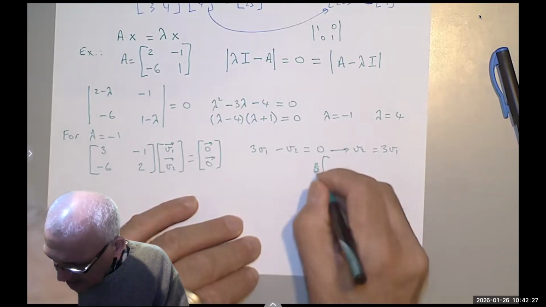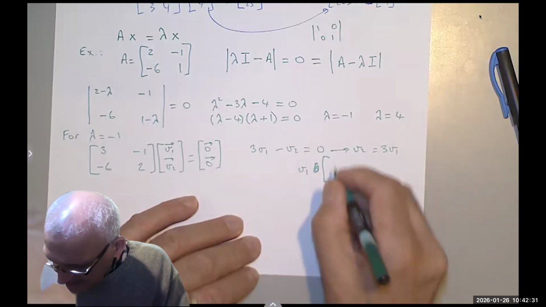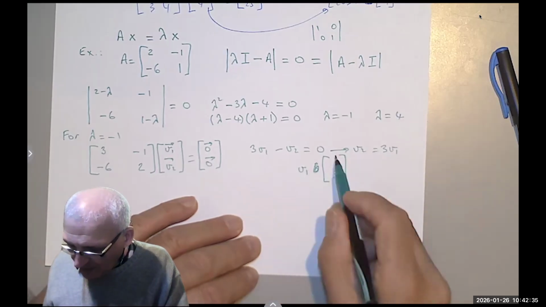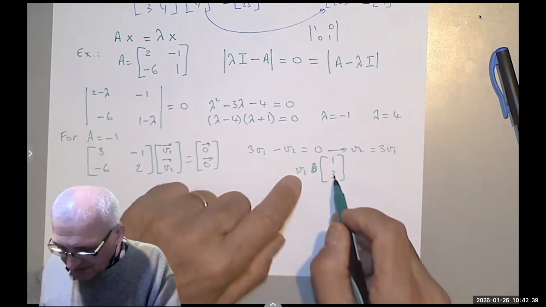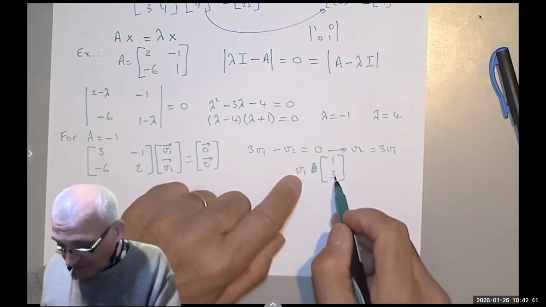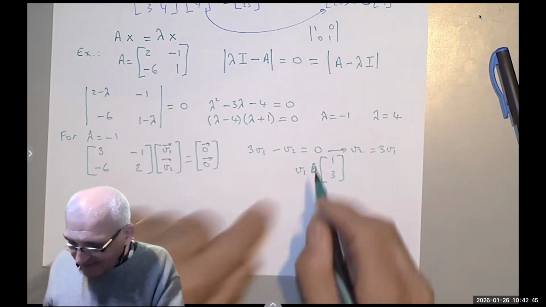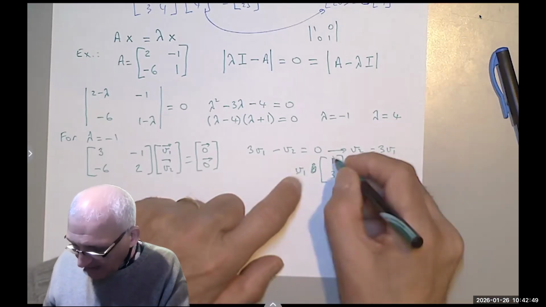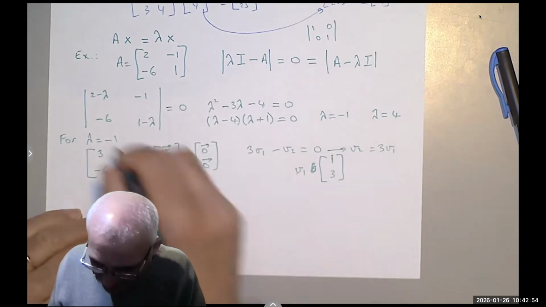So I can write this vector as V1 times 1 and 3, that is V1 and 3V1, because V2 is 3V1, right? So instead of writing V2, I can write 3V1. So meaning V1 can be anything, but the eigenvector is 1, 3. That is associated with that.